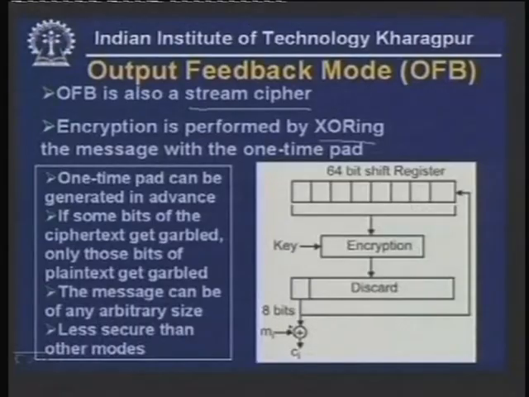It need not be even a multiple of 8 bits, it can be 6 bit, 7 bit, 2 bit or any number, because here we are performing bit by bit operation. And at the receiving end also the one time pad can be generated, then exclusive OR operation can be performed with the ciphertext to get back the plain text. However, this is a less secure method than the other modes of operation that we have discussed. As a consequence, this output feedback mode is rarely used unless it is absolutely necessary.